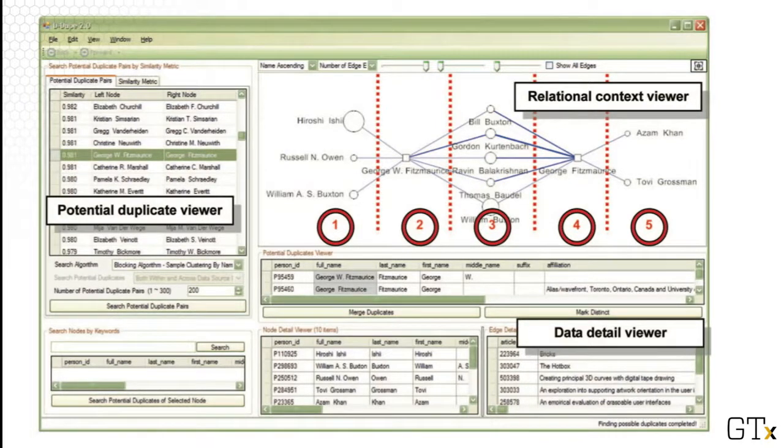Here, in this screenshot of dedupe, we're looking at information about researchers in the Research Collaboration Network. Each node in this network is a researcher, and 2 researchers are connected by an edge if they have co-authored a paper together. In the Relational Context Viewer at the top right, dedupe shows the potential duplicate researchers in region 2 and region 4. Here we see there are 2 researchers, possibly referring to the same physical person, with almost identical names. The name in region 2 has a middle name, while the name in region 4 doesn't.